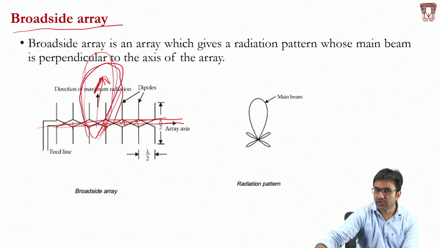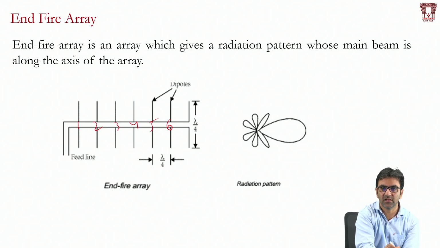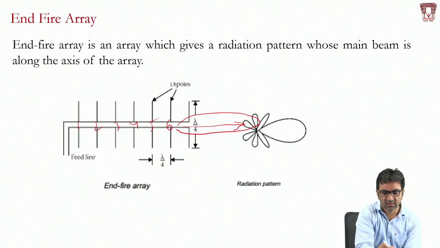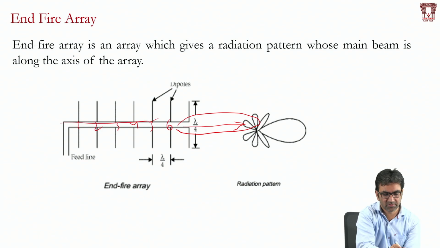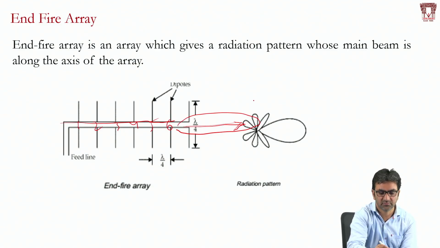Okay, and suppose here this is array, this is antenna element 1, 2, 3, 4, 5, 6. These are the antenna elements. If the main beam of the radiation pattern is along the axis, this is the axis of array and this is the main beam of the radiation pattern. If it is along the axis of the array, we say it is an end fire array.